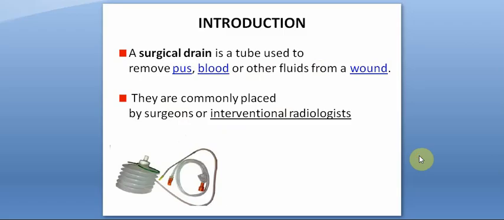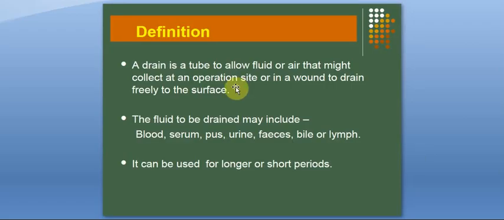Okay, so we will see the definition of a surgical drain. A drain is a tube that is used to remove fluid, air, or pus that is present in the site of the wound. Okay, so what and all type of fluids can be drained? Anything can be drained. It could be your blood, serum, pus collection in the wound also can be drained. If you are removing urine, any type of body fluids, okay, urine is removed, then also we can tell that it is a drain. It could be feces, bile, or even lymph.